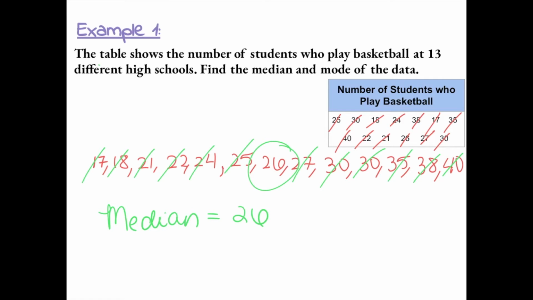Now the mode is the number that appears most often. So from the data set, you could see that the number 30 is the only number that appears more than once. It appears twice, making it the number that appears most often. So the mode of the data set is 30.